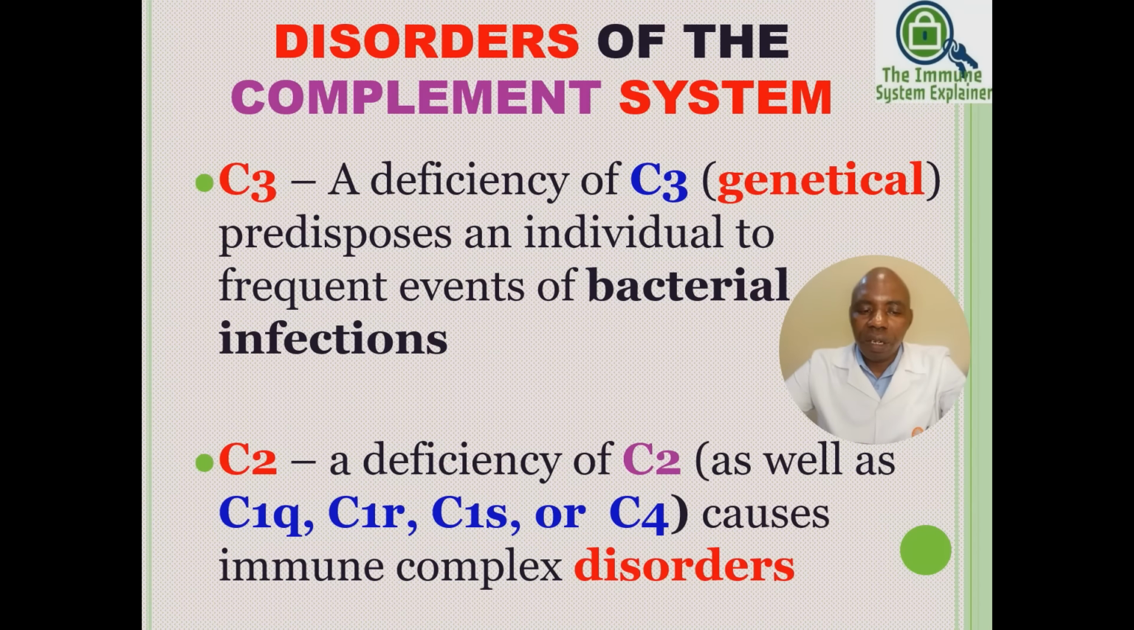Now, ladies and gentlemen, let's briefly mention something about the disorders of the complement system. What would happen if you did not have the 30 proteins that we talked about? If you have defective genes that encode those 30 proteins, or some of them, what would happen to you? That is a question we want to answer. A genetic deficiency of C3 has been found by scientists to predispose individuals to frequent bacterial infections. A deficiency of C2, as well as C1q, C1r, C1s, or C4, has been found to cause immune complex disorders.